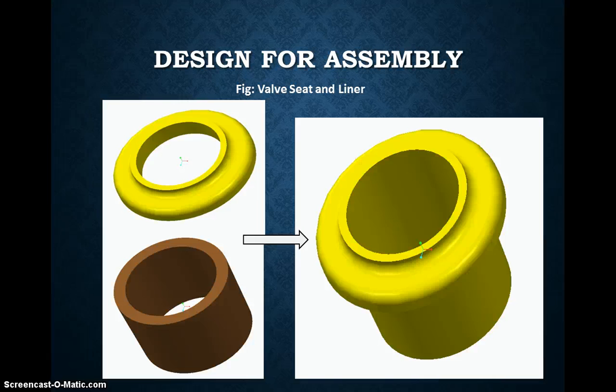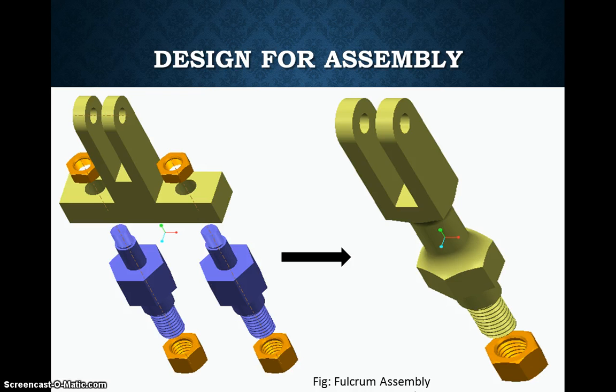This is the design for assembly for our parts. The valve seat and liner, which were two different components, were modified into a single component as shown over here. Design for assembly is for design of parts for multi-use. Even the fulcrum assembly, which consisted of 7 different components before, was redesigned into a new component which has only 2 parts in it.